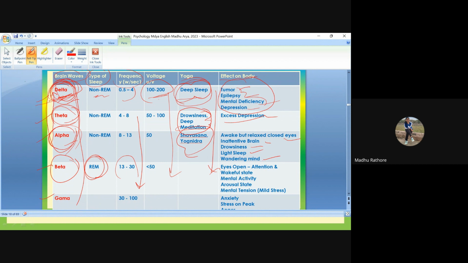In beta waves, eyes open, attention and wakeful state, mental activity, arousal state, mental state. In this you can see hyperactivity, disturbance in mental activity.